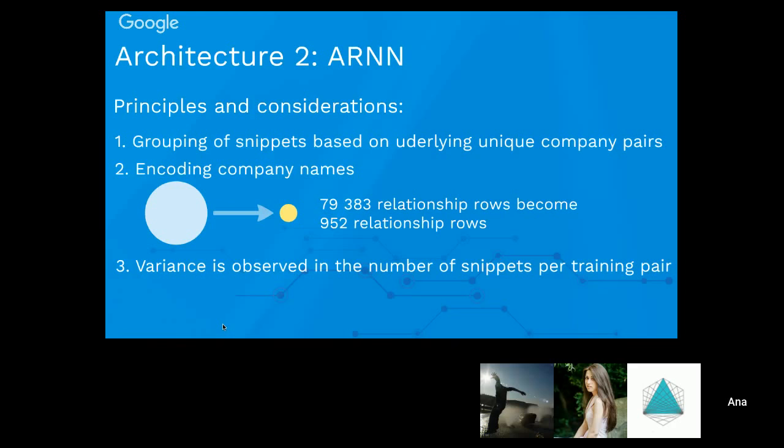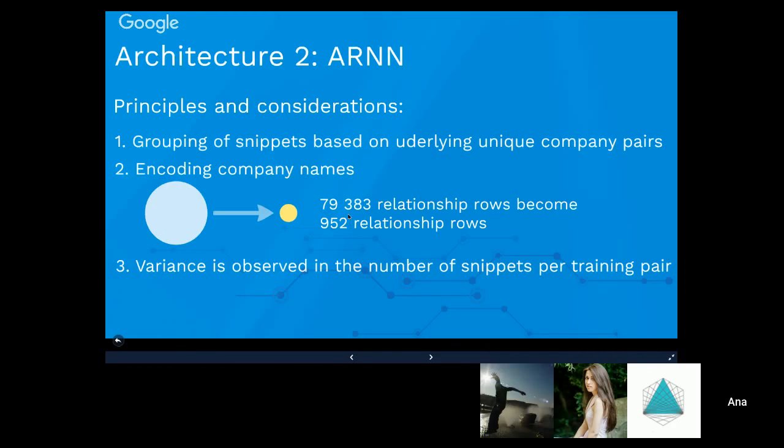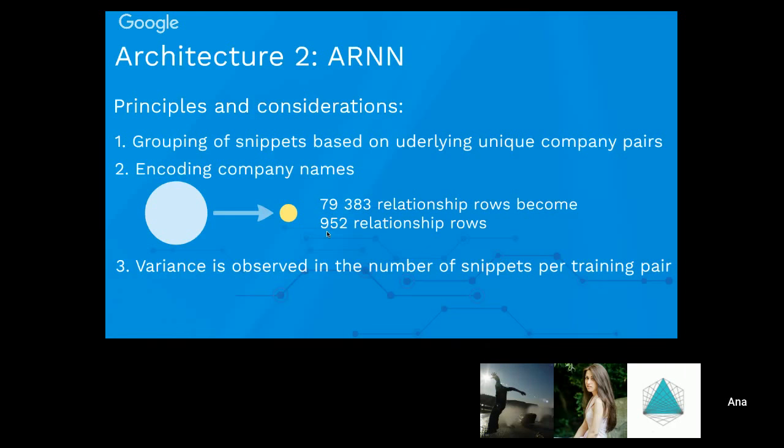One thing that we maintain is the encoding of company names. So that would be company 1 and company 2 as aliases entered into the network. You can see actually here one big effect of this methodology. We have a reduction in the number of relationship rows from 79,000 to basically 950. I mentioned earlier that there is some variance in the number of snippets, and the example with popular companies and less popular companies makes this pretty clear.